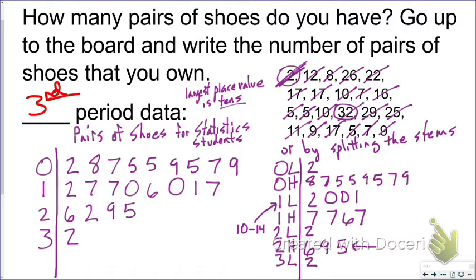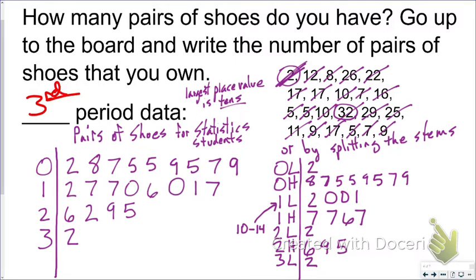Which one do you make? Do you split the stems or do you not? I would say it's a matter of preference, and whichever one shows you more of the CUSS things. If one of these plots makes the center more visible or shows you the shape a little better, then you want to go with that.